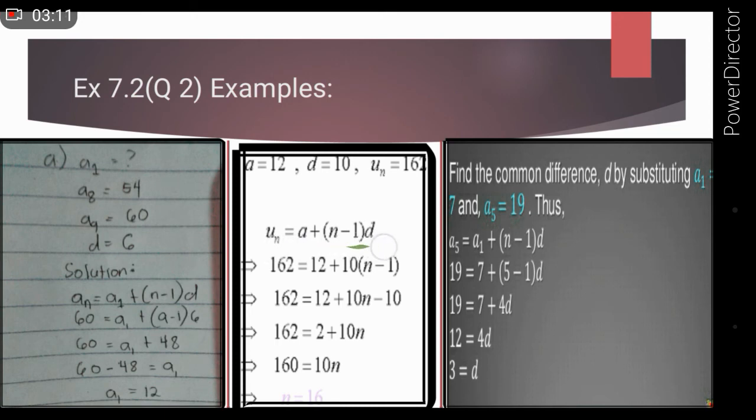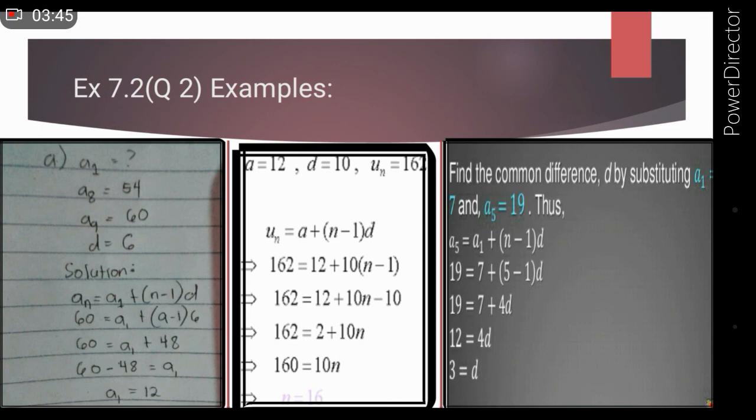So put these values in the formula. After solving it, here we have 160 is equal to 10n, and when we want to get the value of n, meaning the number of terms, n is equal to 160 over 10, and n is equal to 16. In the third example, you can see what is given. a1 is given, a5 is 19. Put these values in the given formula. So after solving it, you will get the value of d, which is the common difference.